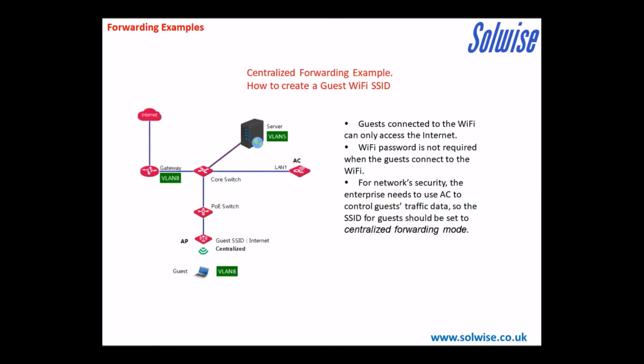Let's just go through those examples again. So this is a typical example where you want to use centralized forwarding. This could be a setup where you've got guests connected to Wi-Fi and you only want them connected to the internet, but you don't want to use a Wi-Fi password. In that case, you'd probably set up a guest access SSID and set it up for centralized forwarding mode so that the controller is aware and can manage and investigate all of that data going from the guest through to the outside world.